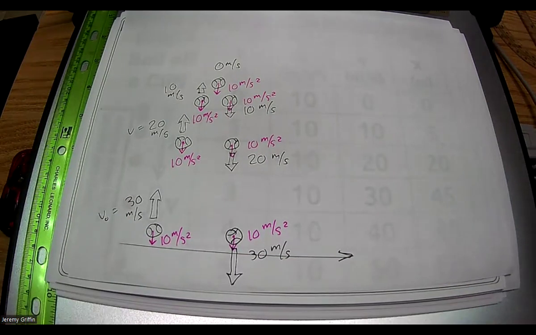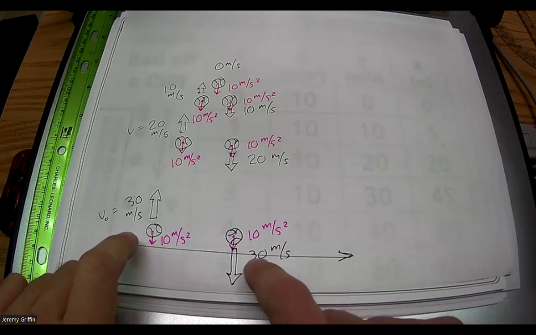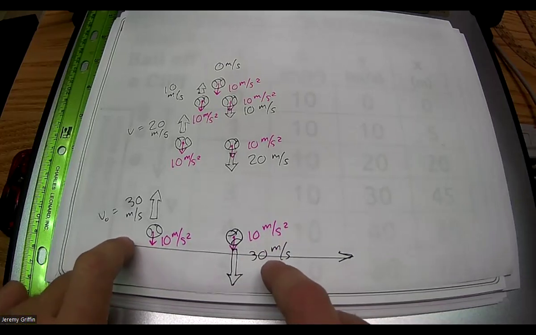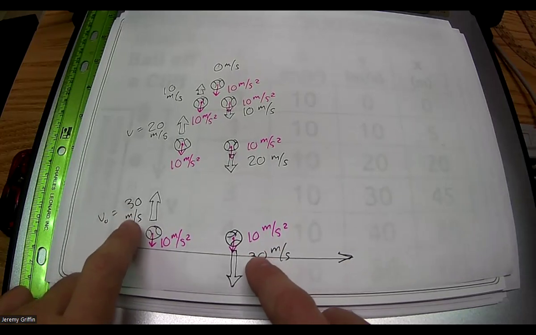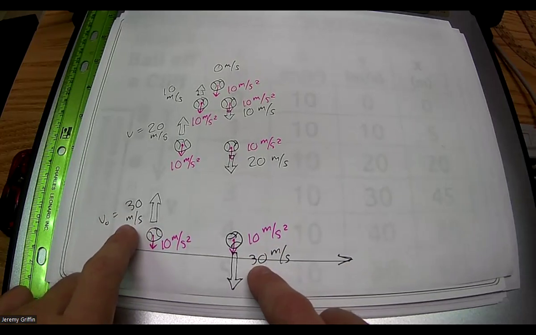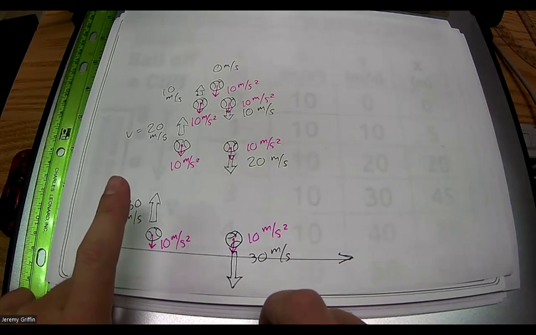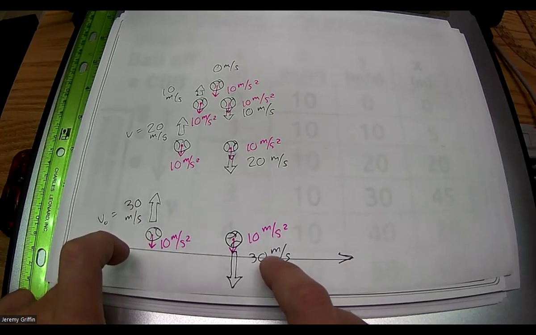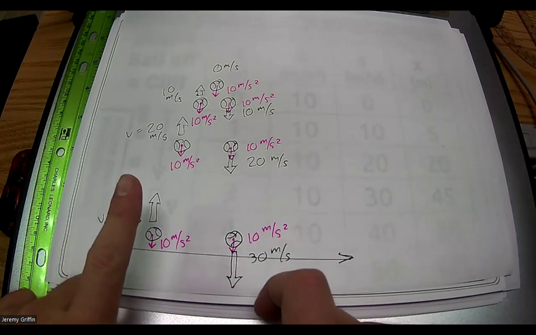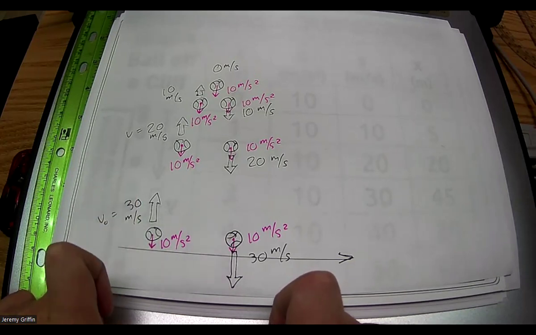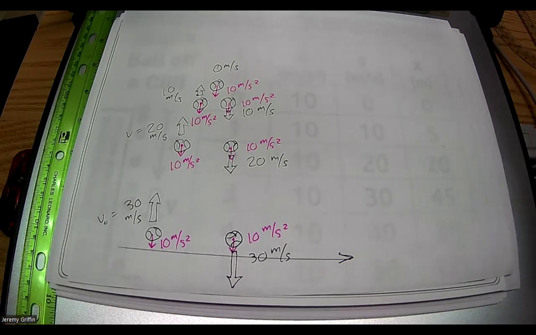Let me ask you guys a little trickier question. If I said what's the difference in speed, you would just say 0, right? 30 minus 30 is 0. Here's a different question with a different answer. What is the difference in velocity from this point to this point? Notice the direction's changed. What is 30 minus negative 30? Wait, what? 60. Yeah. It is a change of velocity of 60 meters per second, right?